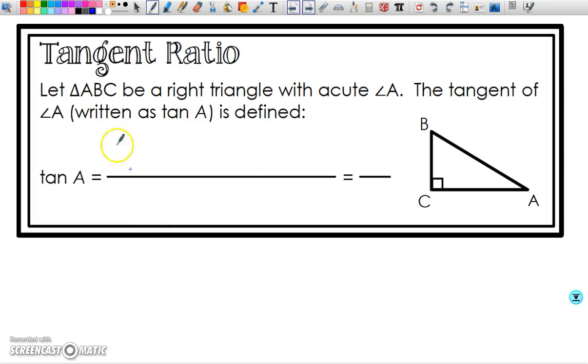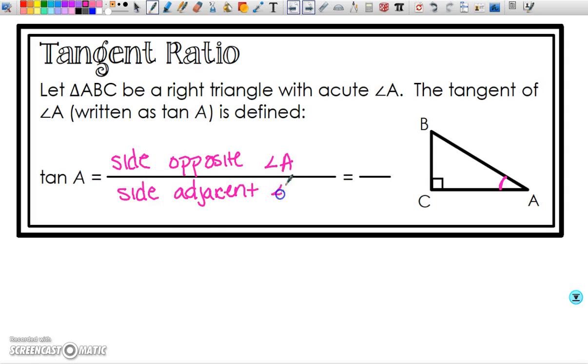All right, cruising right along into tangent. So tangent, this time, here's A. Tangent is taking the side opposite angle A and putting it over the side adjacent to angle A. So in this case, the opposite is BC for angle A, and then AC for the adjacent. So that's all we're doing there.